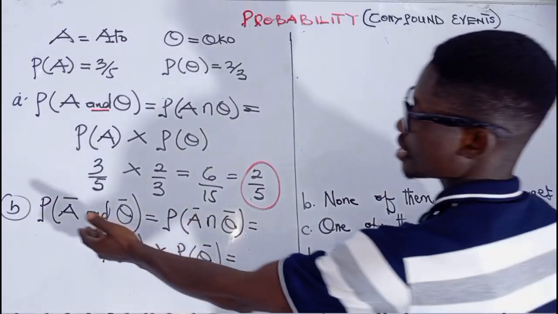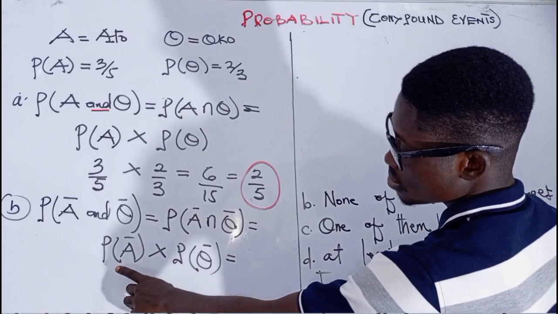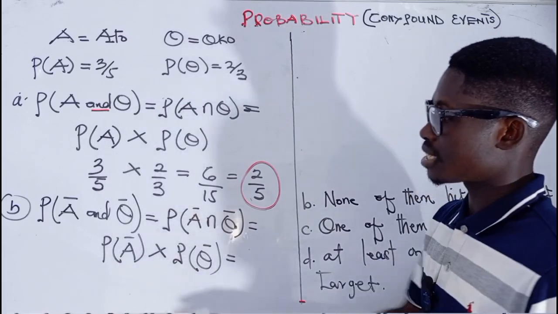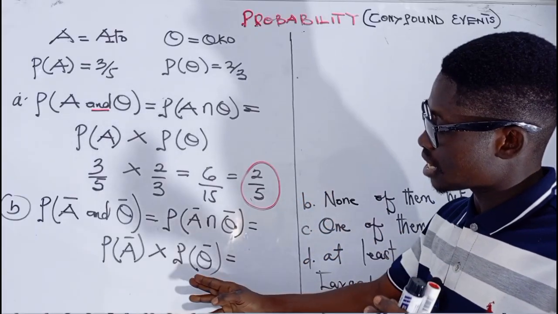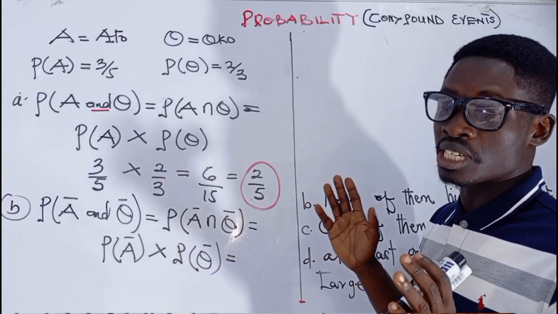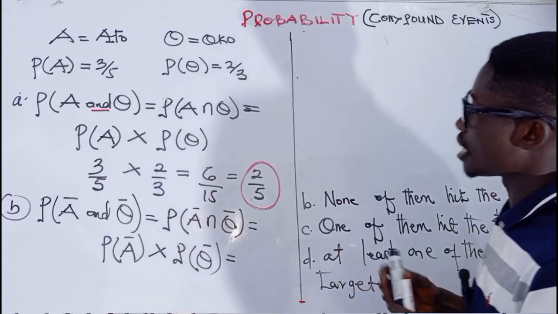So before we can find this probability that none of them hit the target, we should be able to find the probability that Ato was not able to hit the target. Then we find the probability that Oko was not able to hit the target. They multiply their probabilities together.